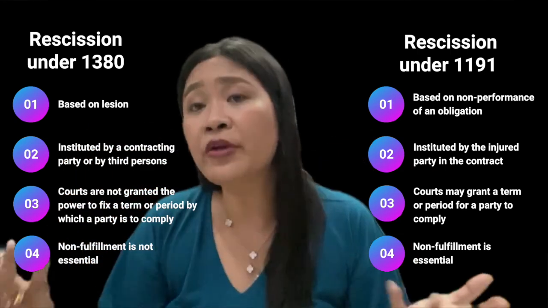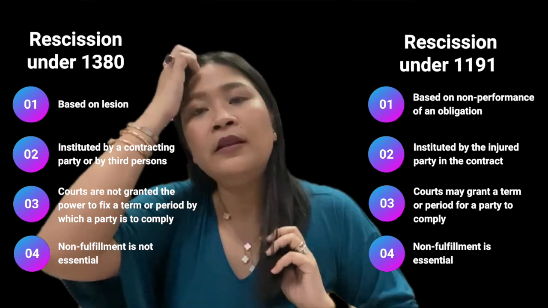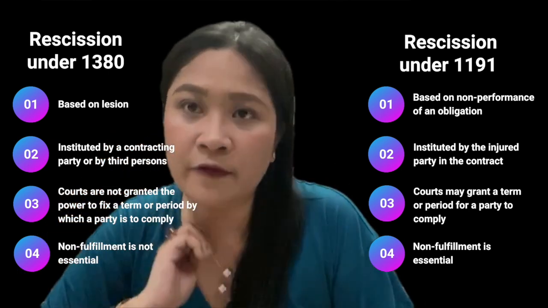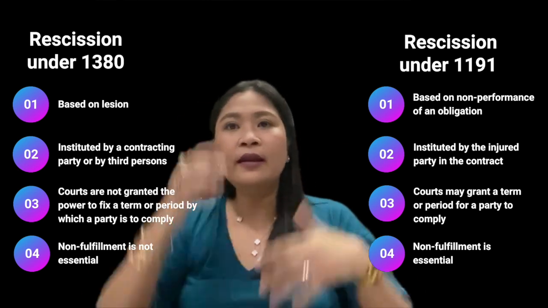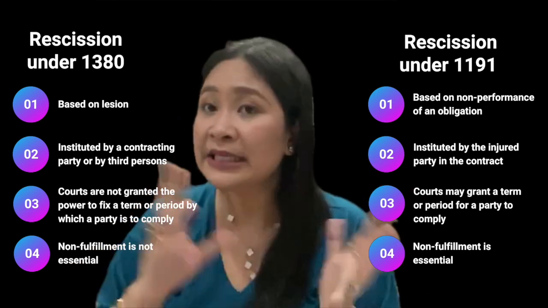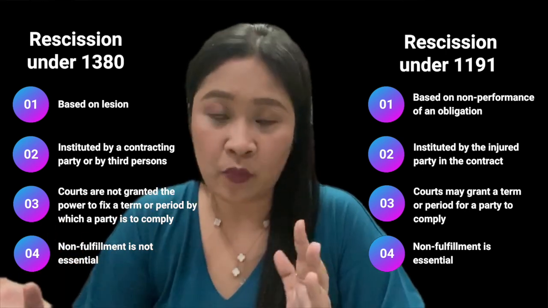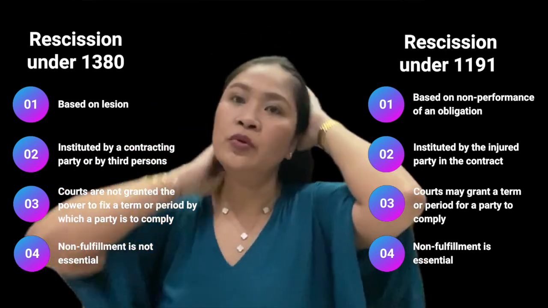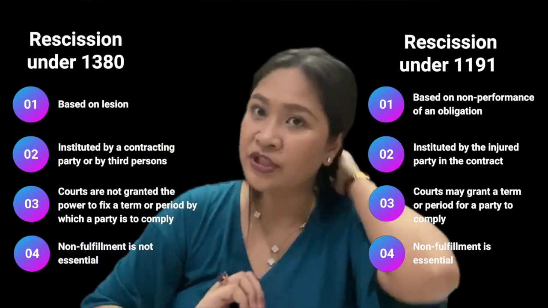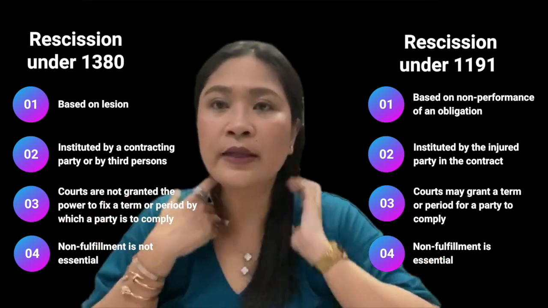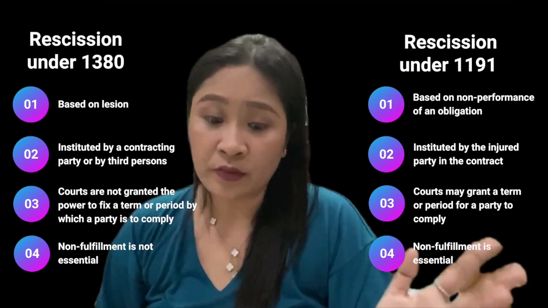And based on that third difference, that tells you then that the non-performance or non-fulfillment is not important or essential in 1380, but it is important or essential in 1191. So these are the four distinctions or differences between 1380, rather, and 1191 rescission.